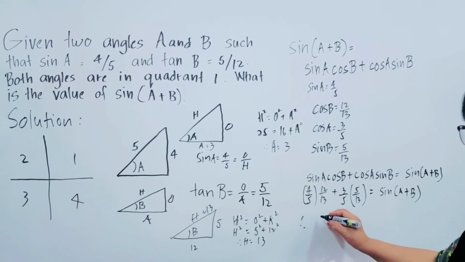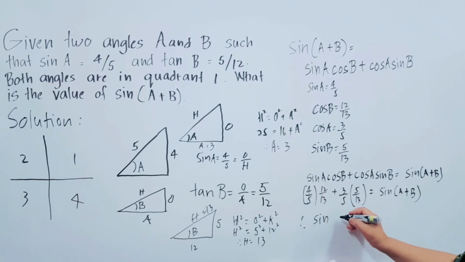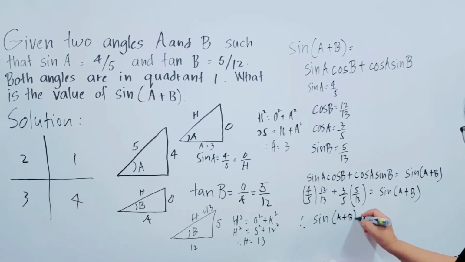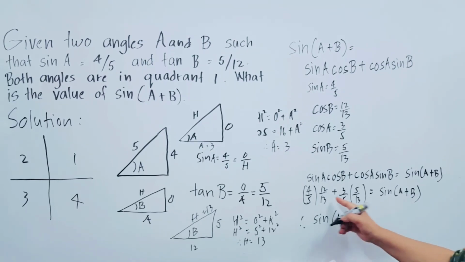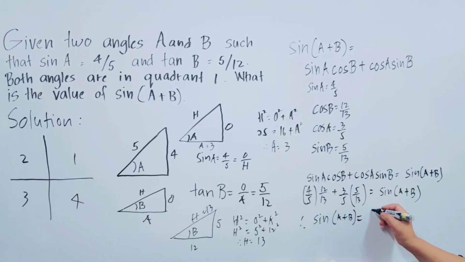Therefore, after simplifying this, sine of A plus B is equal to 63 over 65. That is our answer.